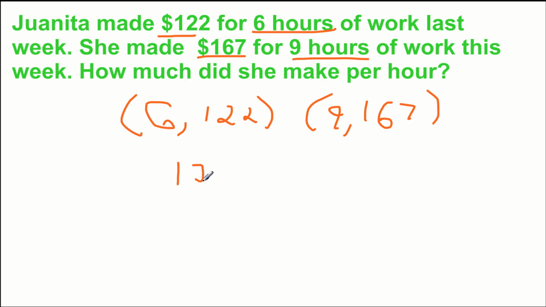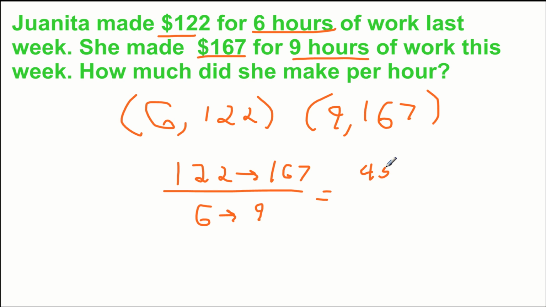So changing Y over our change in X from 122 to 167. That's an increase of 45. 6 to 9 is an increase of 3. 45 divided by 3, 15. Okay? Any questions there?